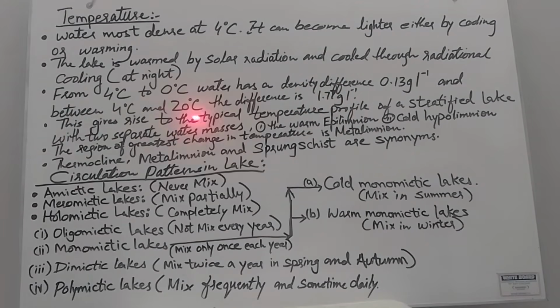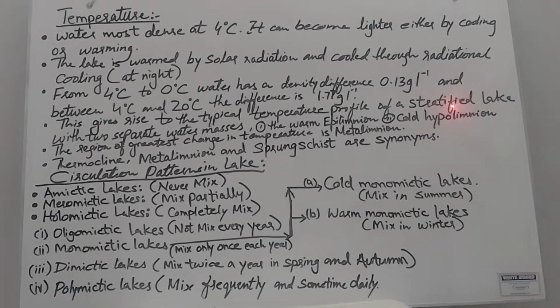This gave rise to the typical temperature profile of the stratified lake. Stratified lake means that on the basis of temperature, there will be a stratification in the lake. Meaning the upper portion, that is the epilimnion, and the lowest most, that is the hypolimnion.